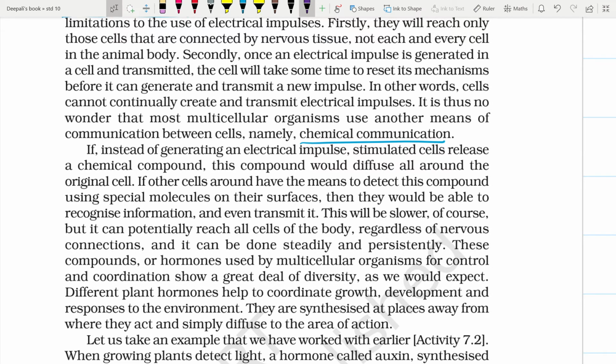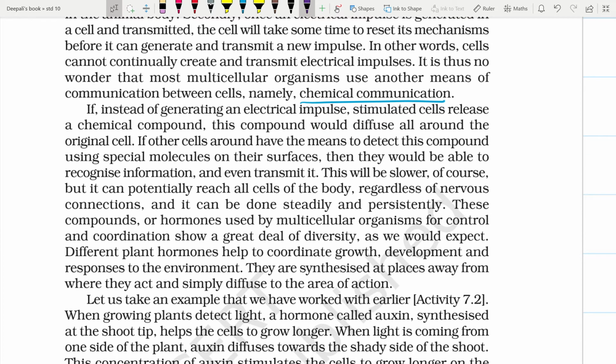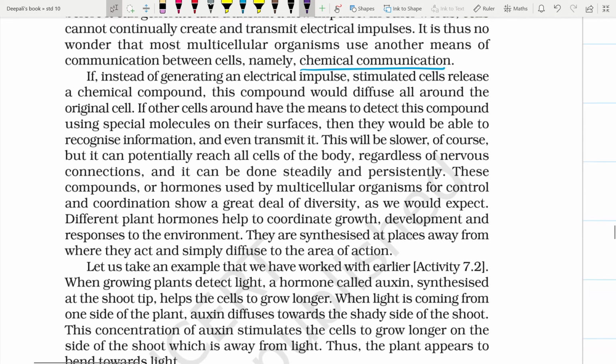If instead of generating an electrical impulse, a stimulated cell releases a chemical compound, this compound would diffuse all around the original cell. If other cells around have a means to detect this compound using special molecules on their surface, then they could recognize the information and even transmit it. This will be slower, of course, but it can potentially reach all cells of the body, regardless of nervous connection, and it can be done steadily and persistently.